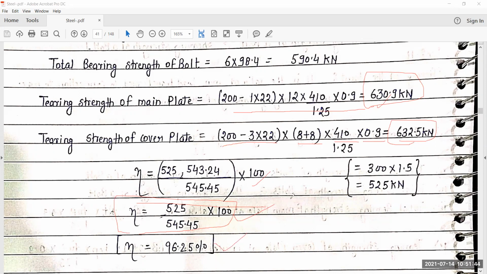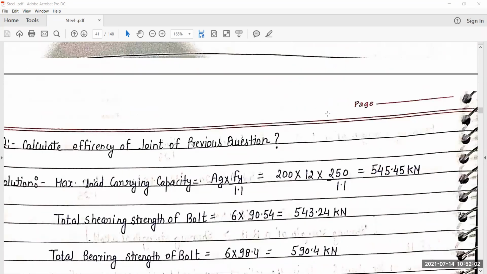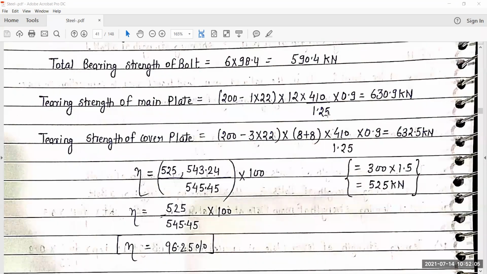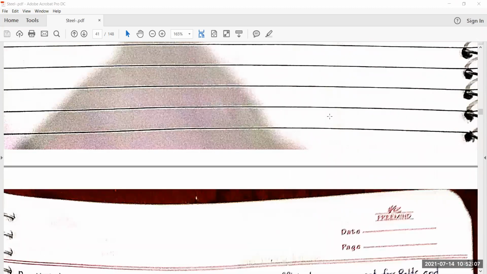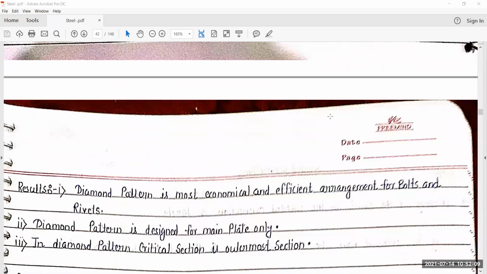Okay, then you get the result 300 into 1.5. Okay, you understand? It's a very easy calculation. But it depends on the formula. If you remember the formula, then you can solve the question. You only need to remember the formula. Okay.